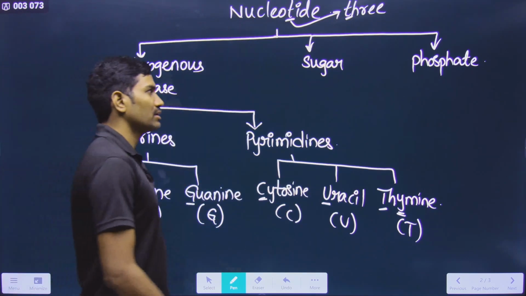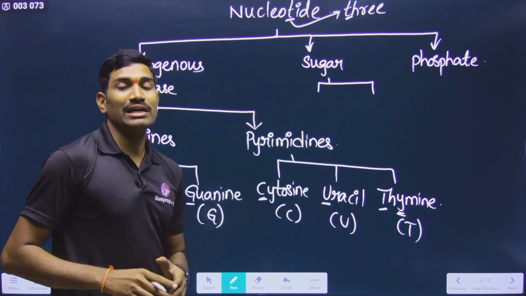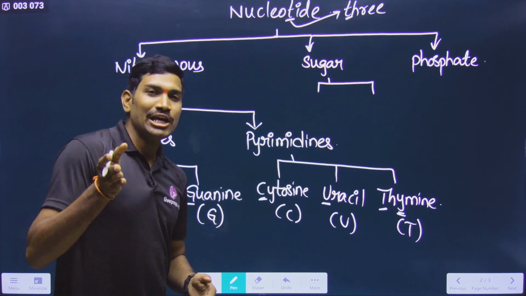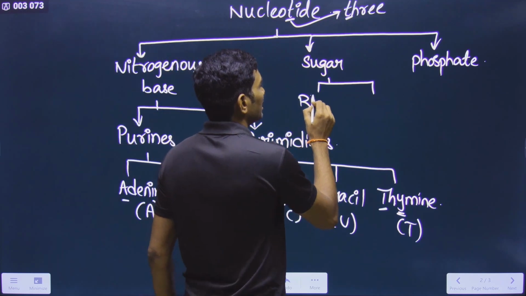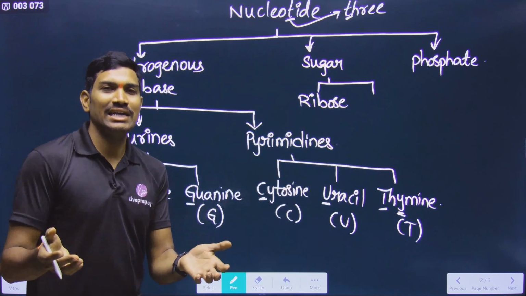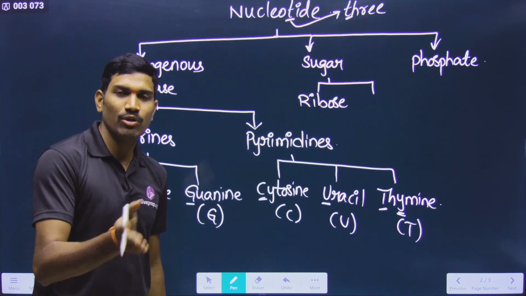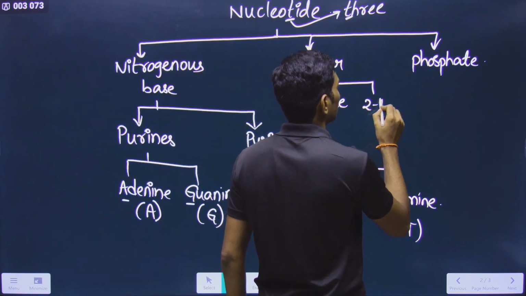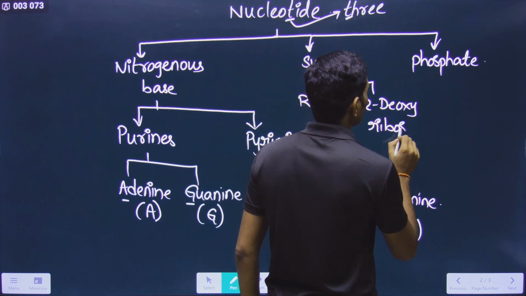Now come to the sugar. What types of sugars are there? 2 types of sugars are there. If we talk about RNA, what is the full form of RNA? Ribonucleic acid, so ribose sugar is present in RNA. And what is the full form of DNA? Deoxyribonucleic acid. So deoxyribose. It is deoxy at the second carbon, so it is a 2-deoxyribose sugar.